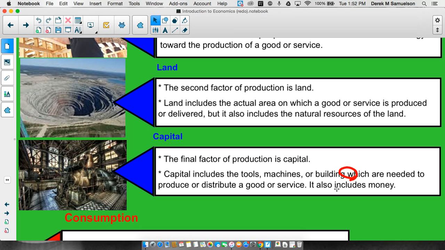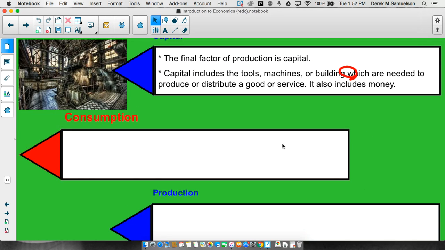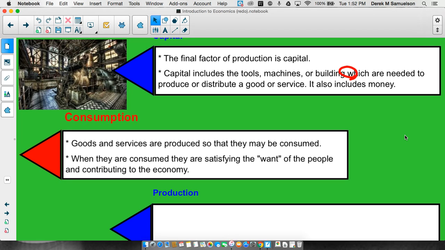Importantly, it also includes money. That is your liquid capital. That is your things of value that can be used to purchase other things of value. That's all capital. So let's look at the consumption side of things.